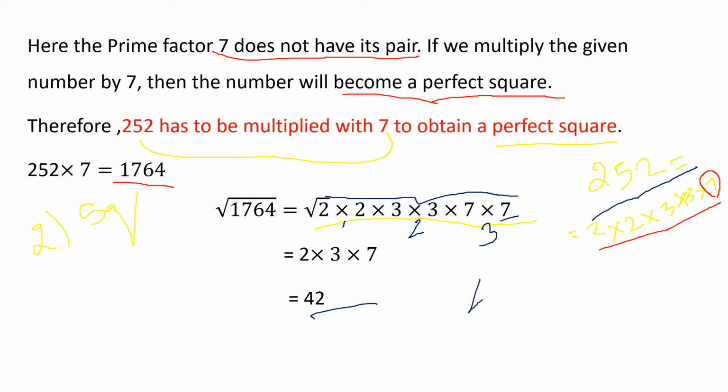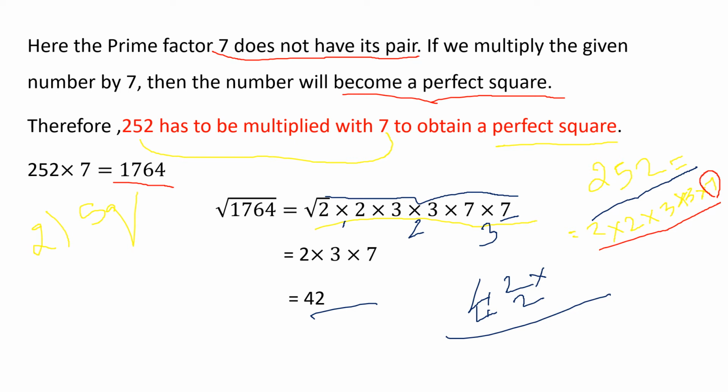If you want, check it. 42 into 42. Check it, children. Take your rough note and check it. 42 into 42. Are you getting 1764? Check it. I'll give you 2 minutes. Check it fast. Multiply and see. Are you getting the answer, children?